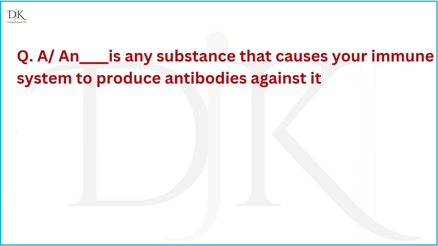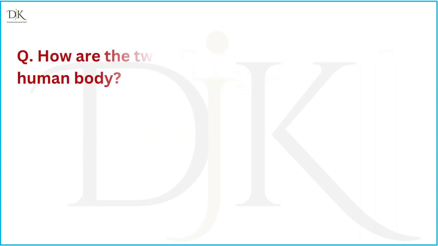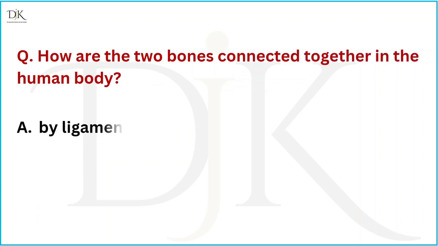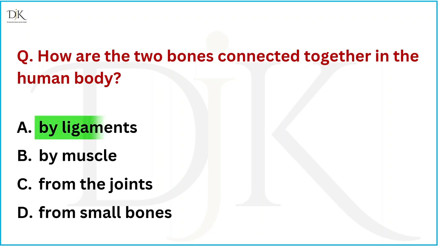An antigen is any substance that causes your immune system to produce antibodies against it. Right answer is antigen. How are the two bones connected together in the human body? Right answer is by ligaments.